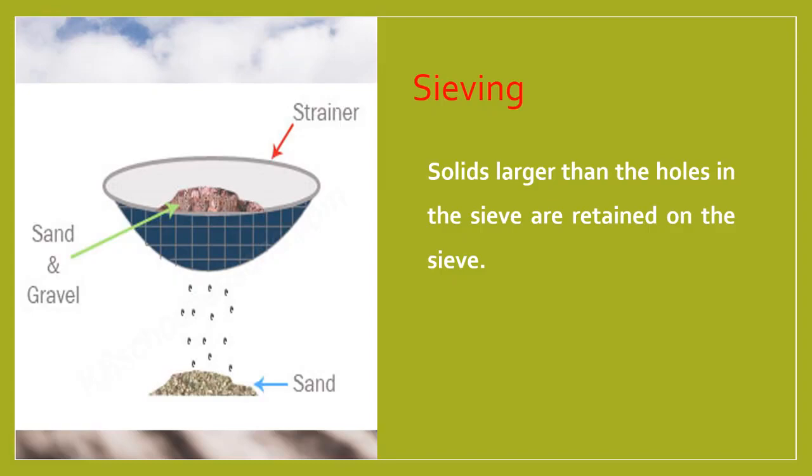In the sieving method, solids larger than the holes in the sieve are retained on the sieve and the smaller solids pass through it. By using many sieves, each with a mesh of a different size, it is possible to separate a mixture of three or more different sized components. Sieving of flour is now not considered to be a healthy practice. This is because sieving removes the roughage from the food.